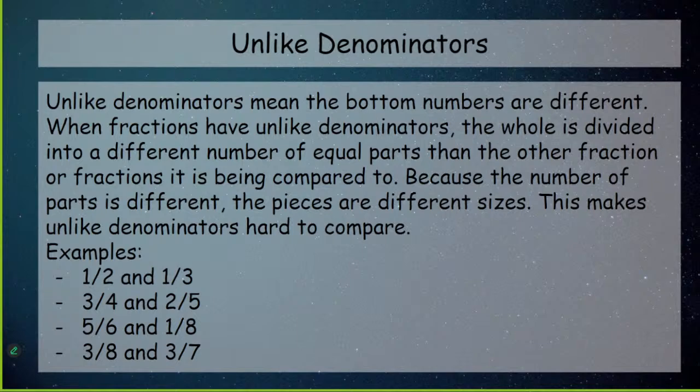5/6 and 1/8. 5/6 has a denominator of 6, and 1/8 has a denominator of 8. That means they're unlike fractions. 3/8 and 3/7. 3/8 has a denominator of 8, and 3/7 has a denominator of 7. And because the denominators are unlike, that means the fractions are also unlike.